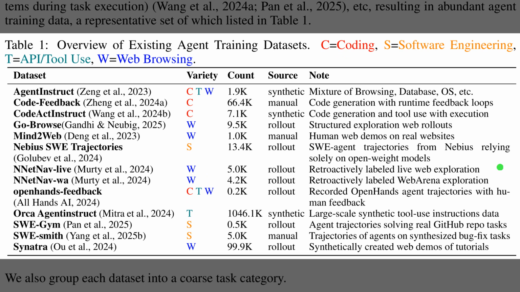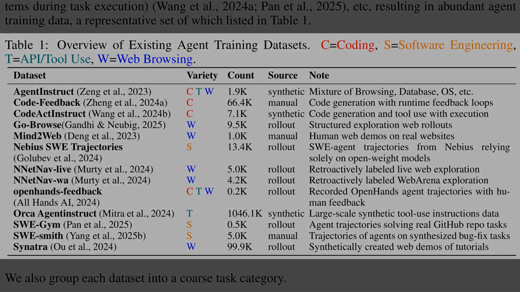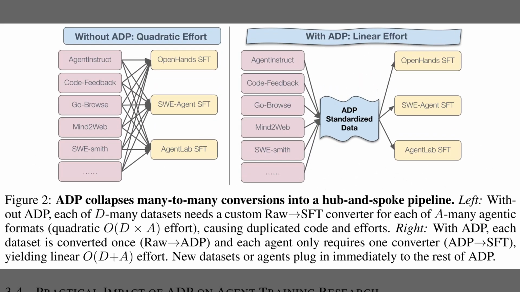Well, Figure 1 laid out the unified pipeline. Table 1 catalogs the training sources that feed it, listing 13 datasets across coding, software engineering, tool use, and web browsing. The variety column flags domains with letters, while counts range from about 1,000 to over 1 million, and sources span manual, synthetic, and rollout. Notably, Orca AgentInstruct contributes roughly 1.0 million synthetic tool use instructions, and Synatra adds about 100,000 web demos, which underscores the scale and diversity ADP can standardize.